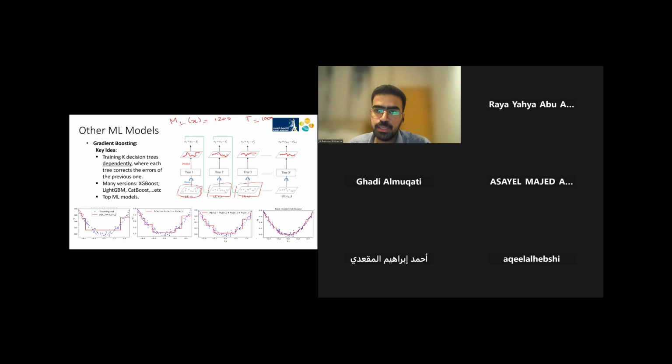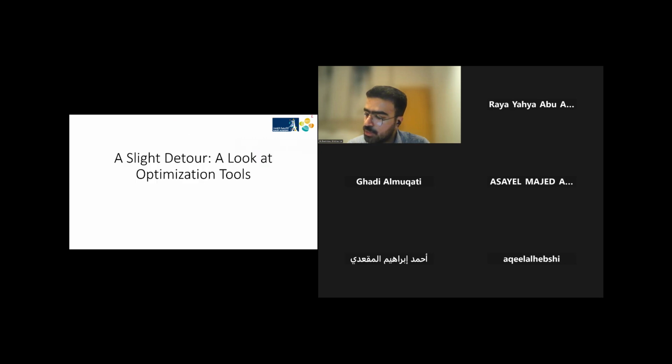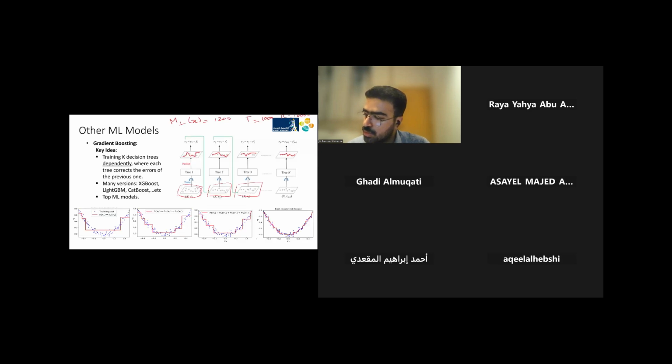Okay, so now you know that given this x, this model 1 will make a prediction of 1200. So you will calculate the residual here. The residual is just this thing, 1000 minus 1200. It will be minus 200. Okay, so now you will train your second model over this residue.